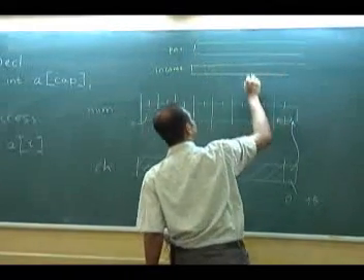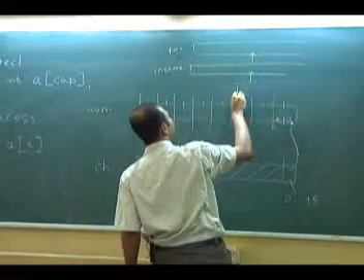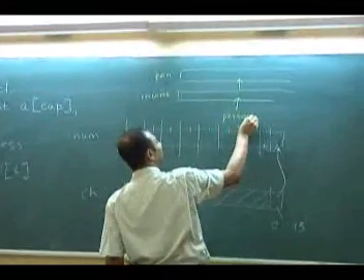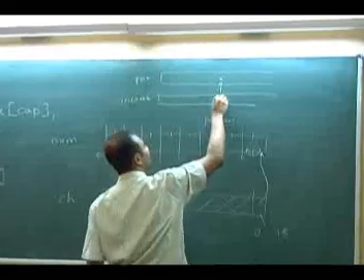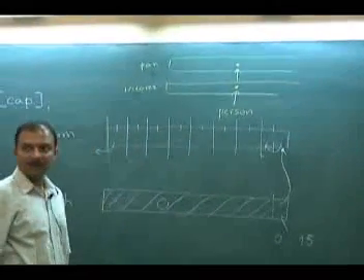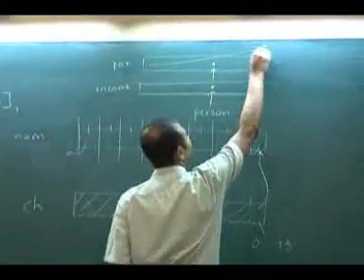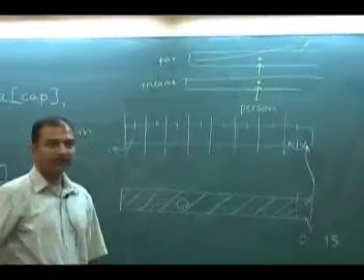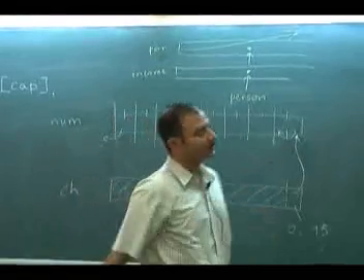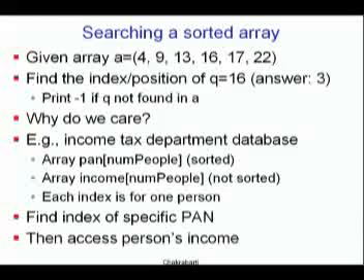And one person occupies the corresponding index of both arrays. So, the PAN number is here and the income is there. If I have to access this by PAN number, it makes sense to sort this in increasing order so that I can search it efficiently. Okay. So, I find the index of a specific PAN and then I access the person's income at the same index.